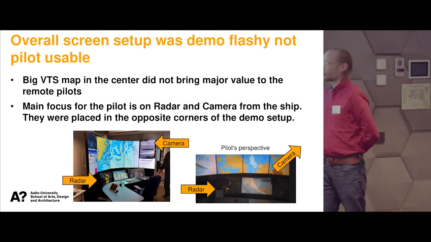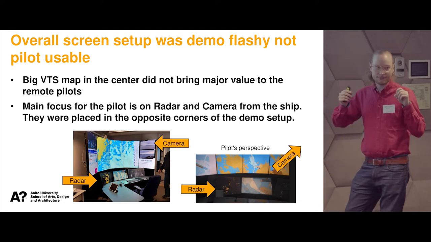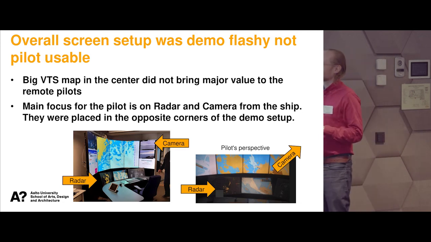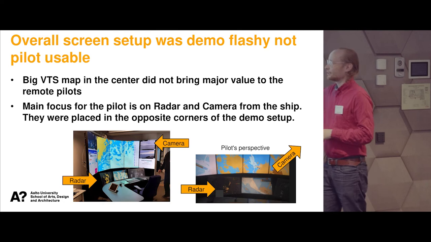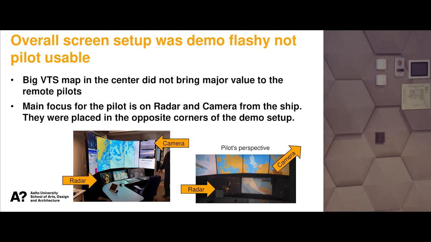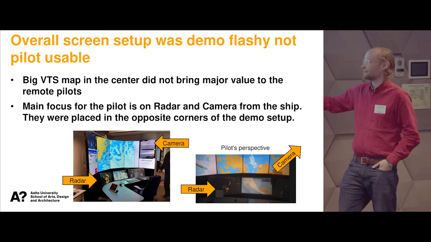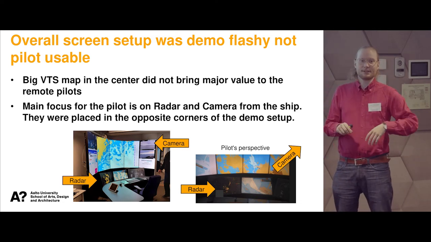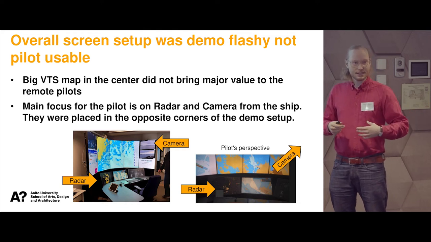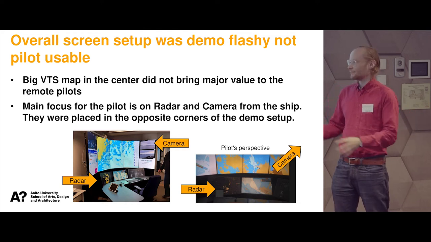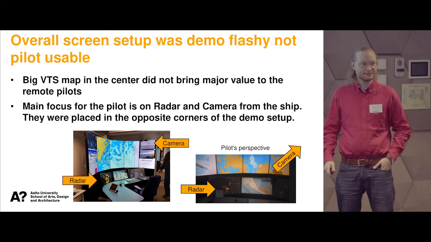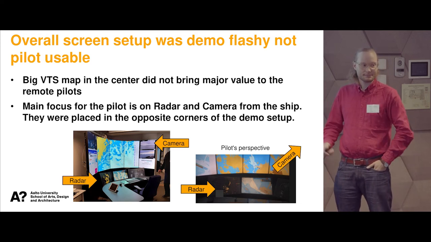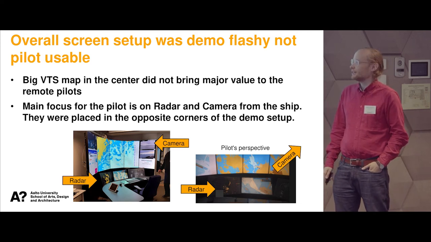This is an image from the eye tracking device. So the pilot was looking at the radar, and then they were looking at the furthest corner of the setup, the camera that came from the ship. So that was one practical thing. If these sort of things are not taken into consideration when designing this setup, this will result in poor conditions for the remote pilot.